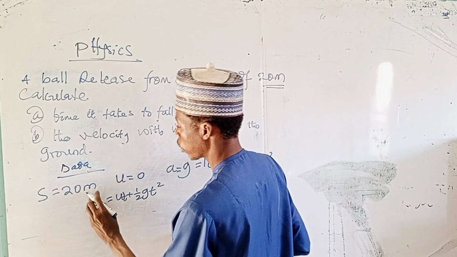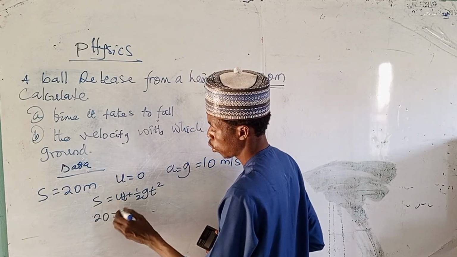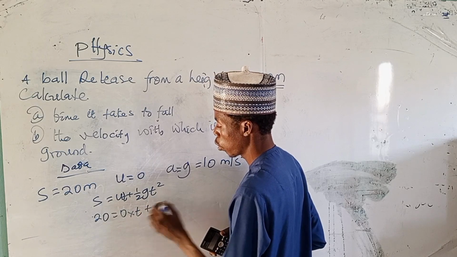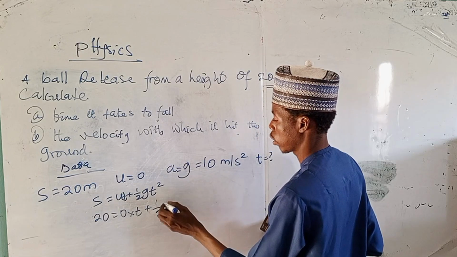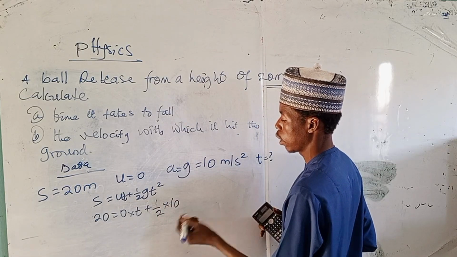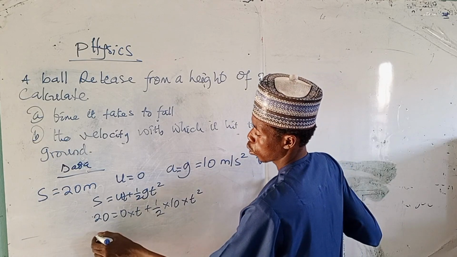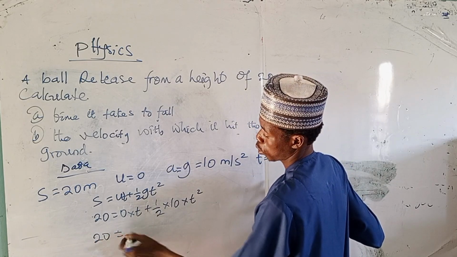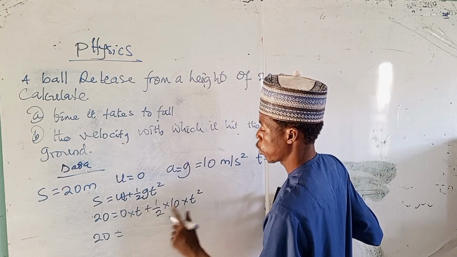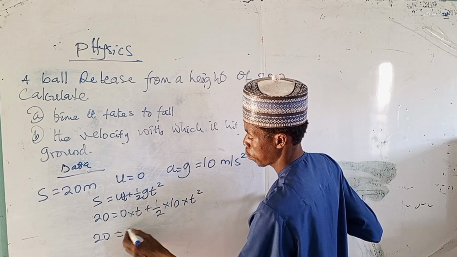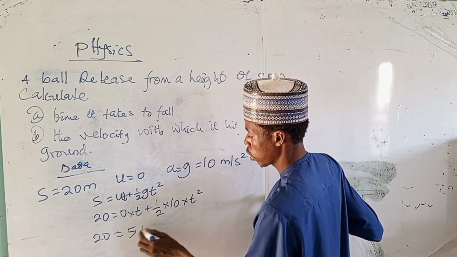So let's substitute. S equals 20 meters. So 20 equals, U is 0, 0 times t plus 1 over 2, G is 10, times 10, then times t squared. So now 20 equals 0 times t is 0, and then half times 10 is 5, 5 t squared.